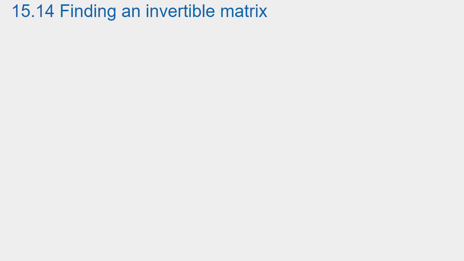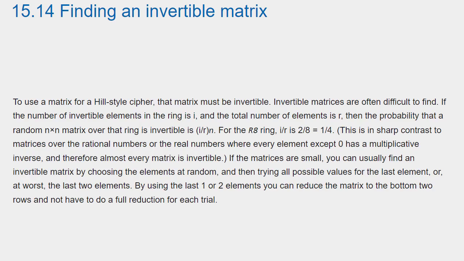Section 15.14. Finding an invertible matrix. To use a matrix for a Hill-style cipher, that matrix must be invertible. Invertible matrices are often difficult to find.